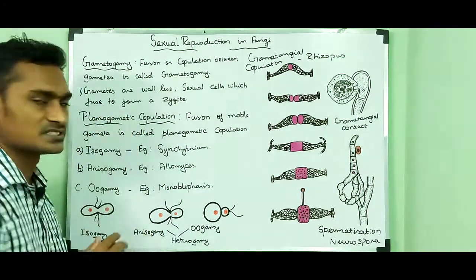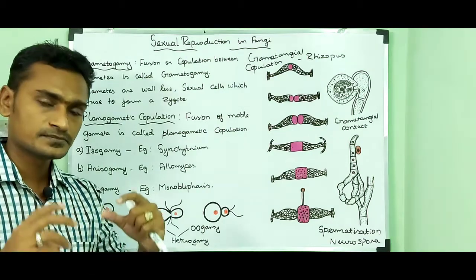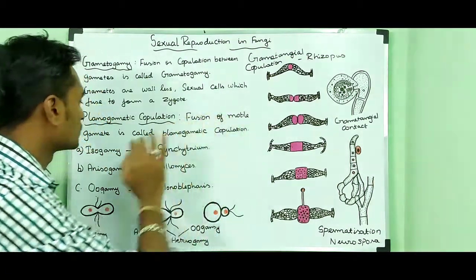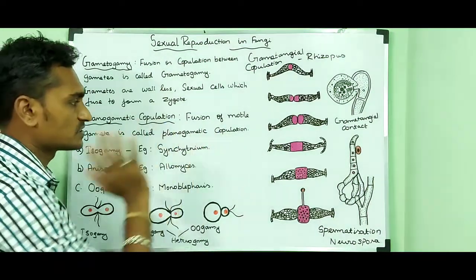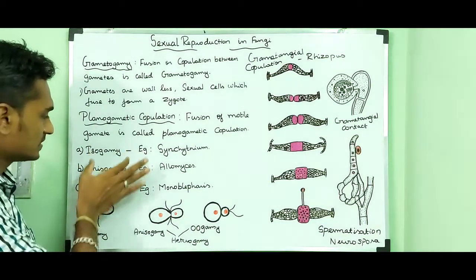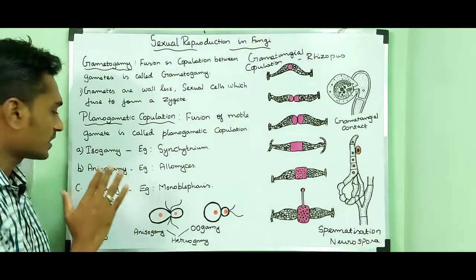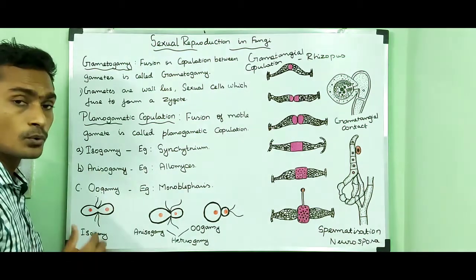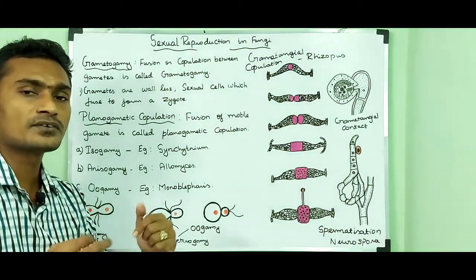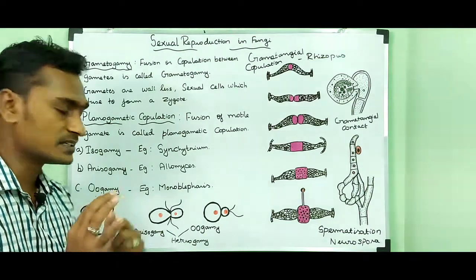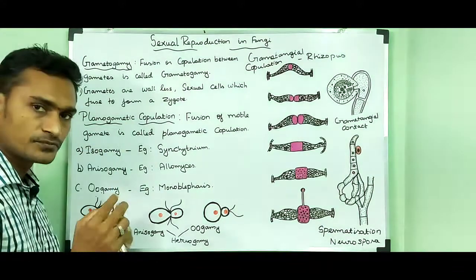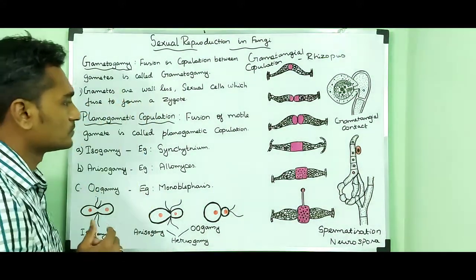In this copulation, the gametes contain flagella. That is why they say fusion of motile gametes is called planogametic copulation. In planogametic copulation, there are three types: isogamy, anisogamy and oogamy. Isogamy means the fusion of physiologically and morphologically similar gametes. Iso means similar, so similar gametes fuse to form a zygote.